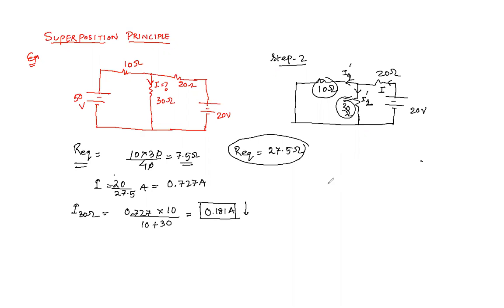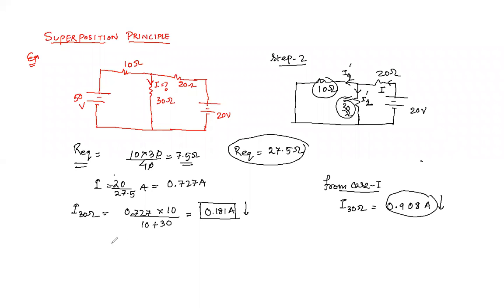Have you remembered, from case 1, we got the value of I in the 30 ohm as 0.908 ampere, and that was also in the downward direction. We remembered that. From the previous case, the current flowing through 30 ohm in the downward direction is 0.908 ampere, and now it is 0.181 ampere. So what is the total current that is passing through it?